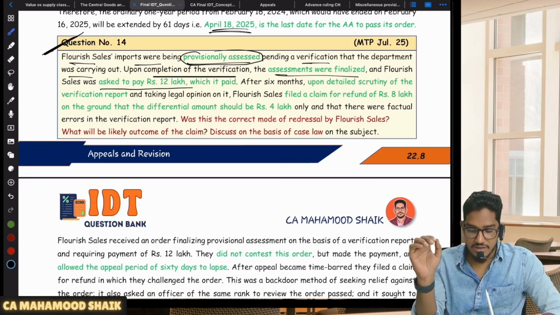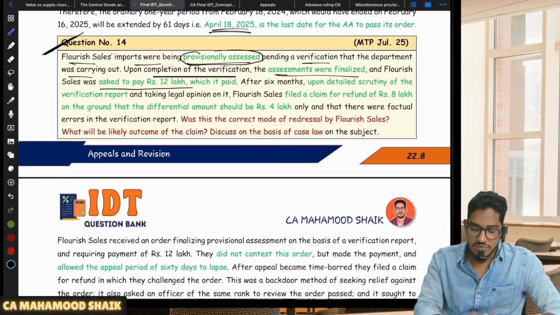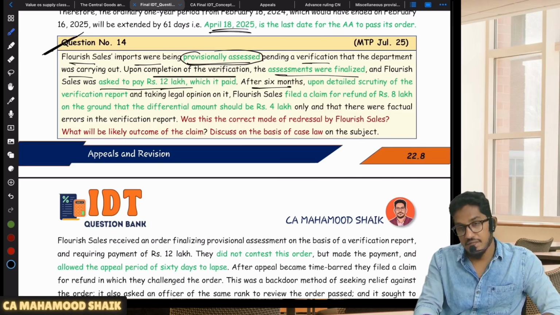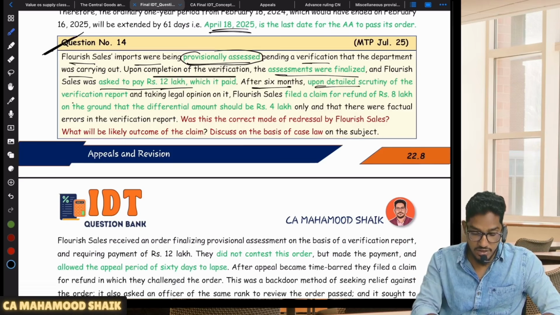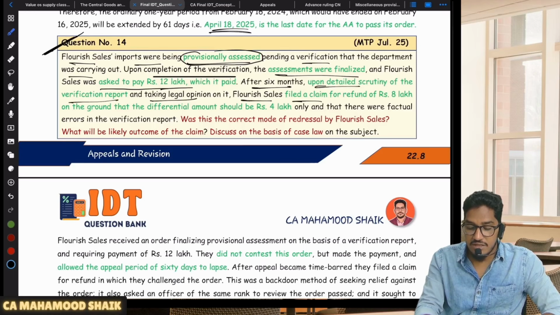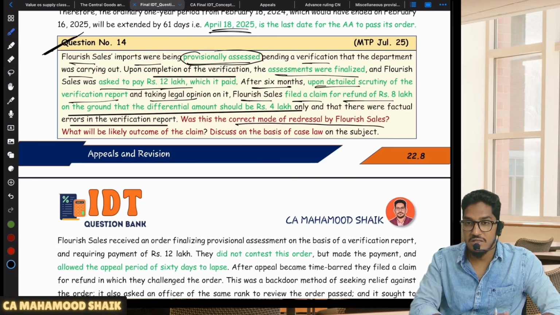So now in the final assessment, under customs, when you are importing the goods, you release them provisionally, and thereafter they will state the final assessment amount. So finally they asked you to pay 12 lakh rupees and you paid it also. Then after 6 months, upon detailed scrutiny of the verification report and after taking legal opinion on it, Flourish Sales filed a claim for refund of 8 lakh rupees on the ground that the differential amount should be 4 lakhs only, and there were factual errors in the verification report. Was this the correct mode of redressal by Flourish Sales?